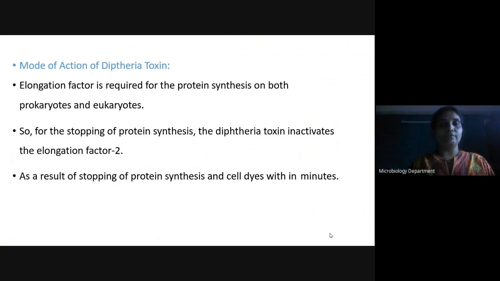Mode of action of diphtheria toxin. Diphtheria toxin mainly affects the elongation factor of the host cell. Elongation factor is an important molecule essential for the translation mechanism, or protein synthesis, of the host cell. Diphtheria toxin damages the elongation factor so that protein synthesis of the host cell ceases, and it leads to the death of the host cell. This is the main action of diphtheria toxin.